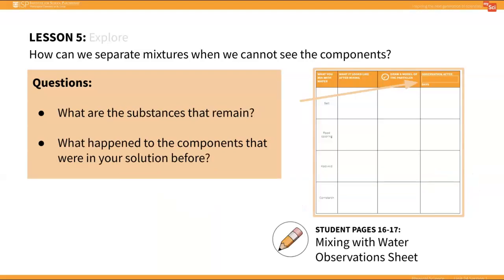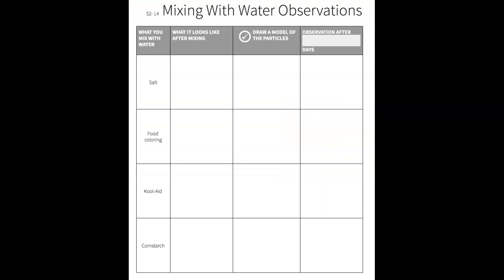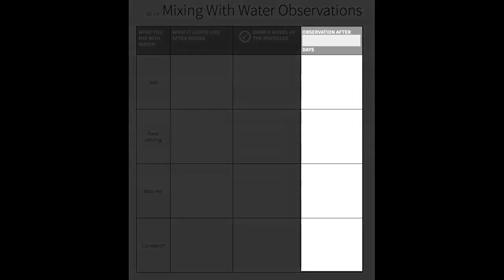In the Explore portion of this lesson, you'll revisit the Petri dishes you set up in Lesson 4. By sitting them by the windowsill, you'll hope that at that time water has evaporated off of the Petri dishes, leaving behind the solute. On the Mixing with Water Observations handout in their student journal, have students fill out that third column, Observation after blank amount of days.